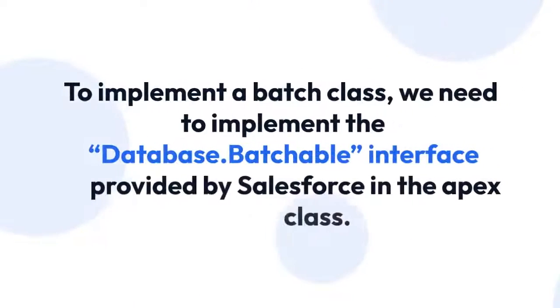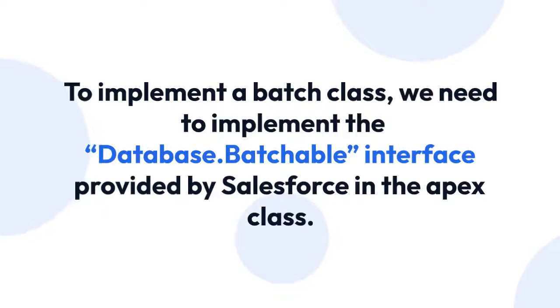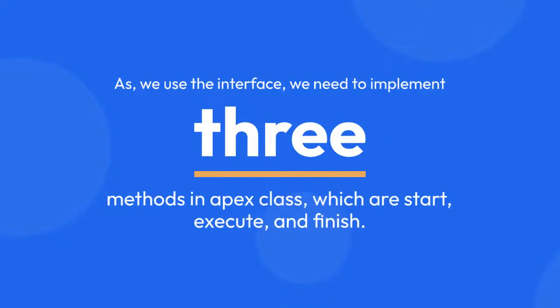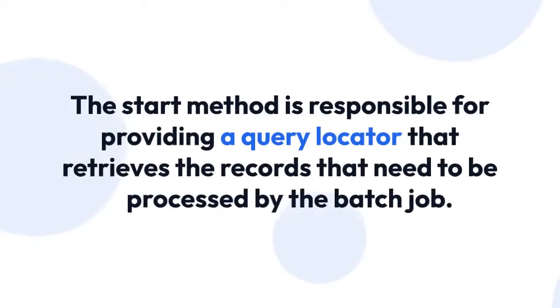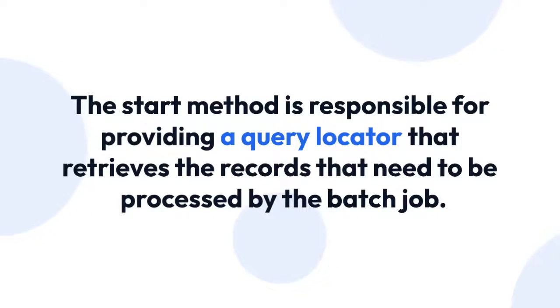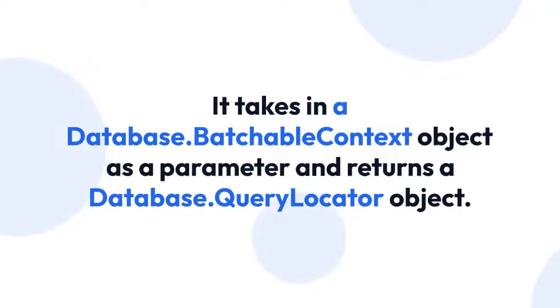To implement a batch class, we need to implement the Database.Batchable interface provided by Salesforce in the Apex class. As we use the interface, we need to implement three methods in the Apex class, which are start, execute, and finish. The start method is responsible for providing a query locator that retrieves the records that need to be processed by the batch job. It takes in a Database.BatchableContext object as a parameter and returns a Database.QueryLocator object.